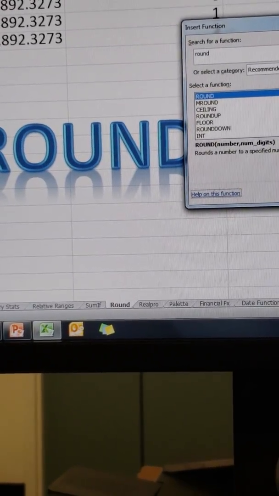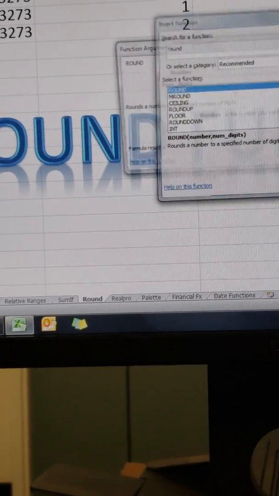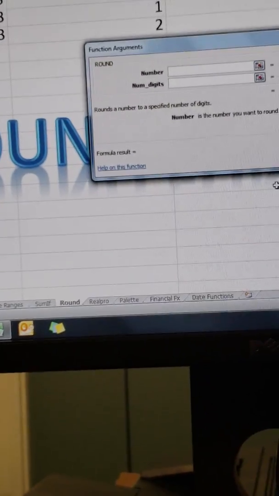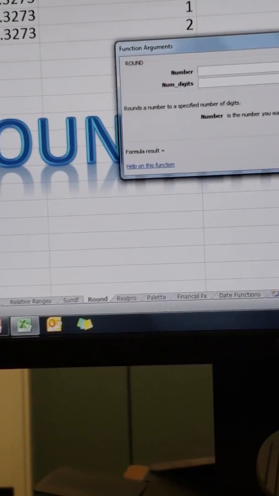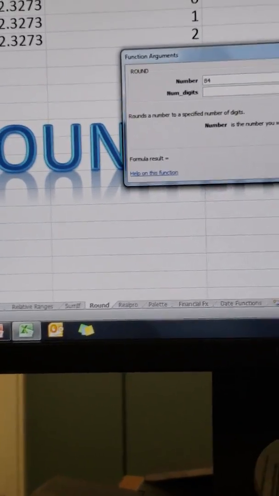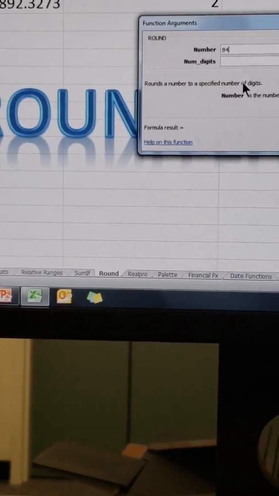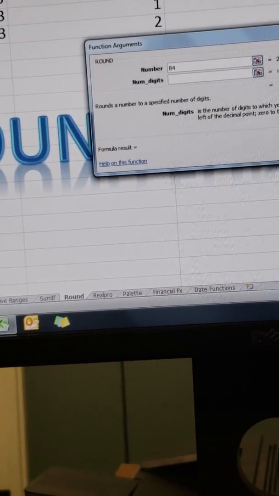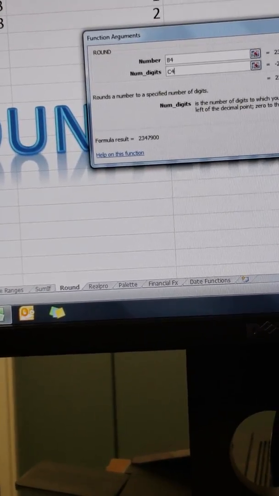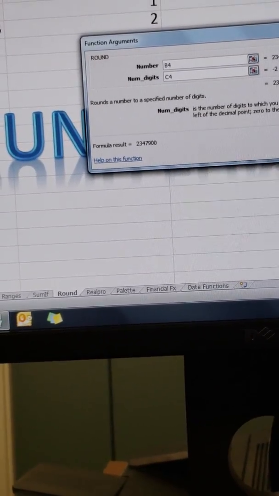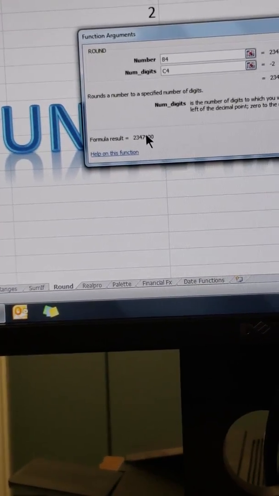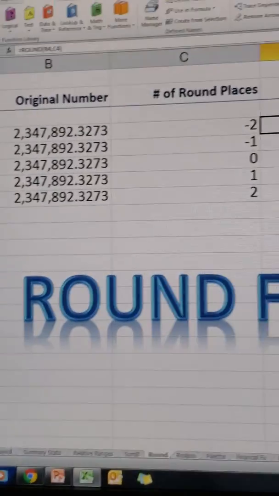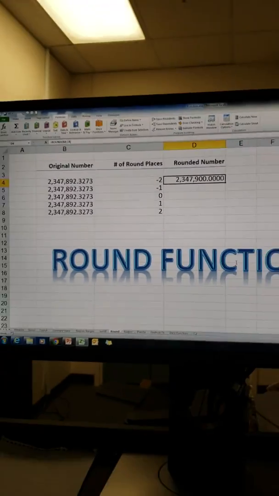So there's the function round. Rounds a number to a specified number of digits. So we click OK. So we have two arguments. Number. That's the number you want to round. That's an easy thing, right? What cell is that? Yeah, not to sound redundant, it is B4. You are right. Now, number of digits. I'm just going to have you click on C4. Okay? There's your answer at the bottom. And then you just click OK.